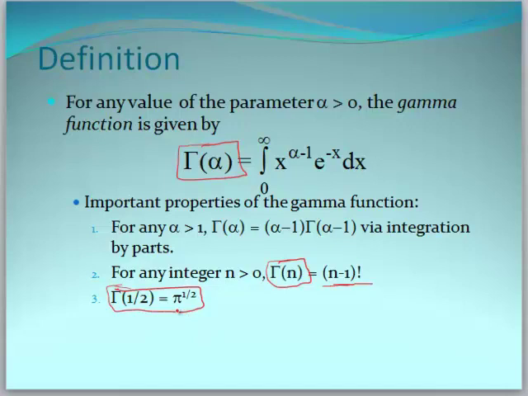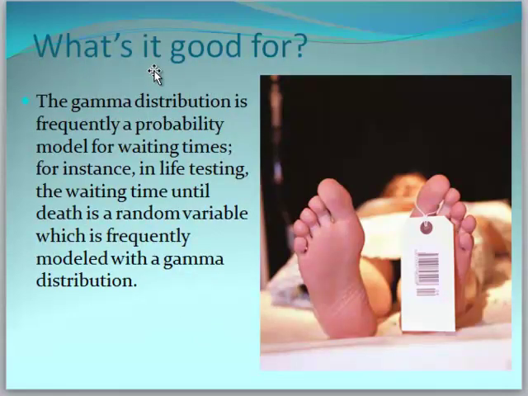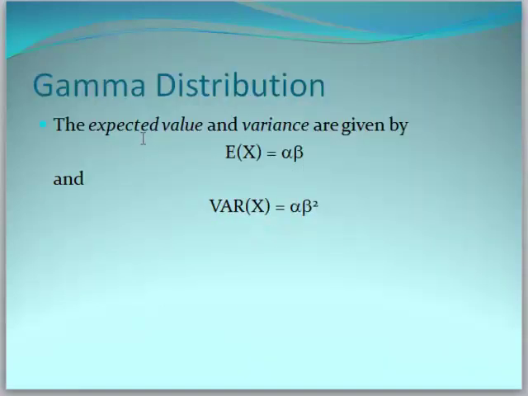So anyway, what is this distribution good for? Well, it's good for modeling waiting times. For instance, in life testing, as you can see, here's our little tag. We're doing some life testing. The waiting time until death is a random variable which is frequently modeled with a gamma distribution. So the expected value and the variance are given by these nice handy formulas.